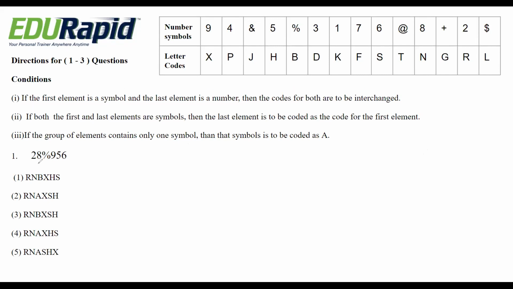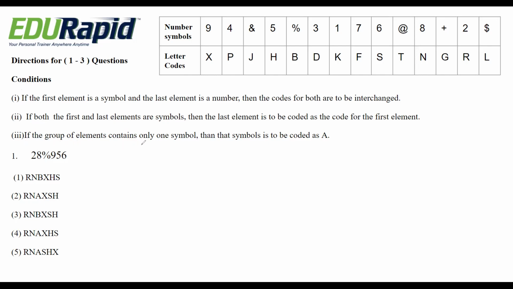Okay, let me see the conditions. What conditions will be satisfied for the given question? First condition: if the first element is a symbol and the last element is a number. Here the first element is a number, not a symbol, so the first one does not apply. Second condition: if both the first and last elements are symbols, this also does not apply. Let me see the third condition.